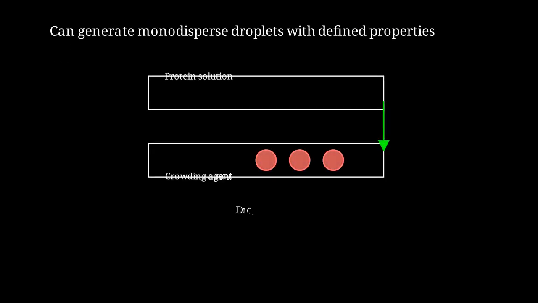This schematic shows a microfluidic device. Two channels carry protein solution and crowding agent. They merge at a junction where mixing induces phase separation, generating uniform droplets downstream.